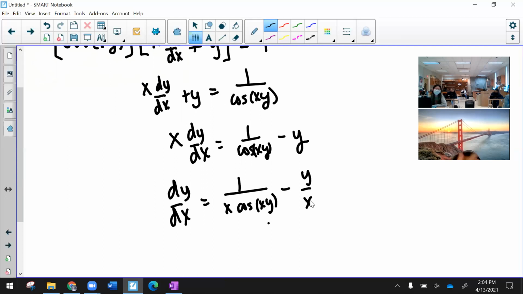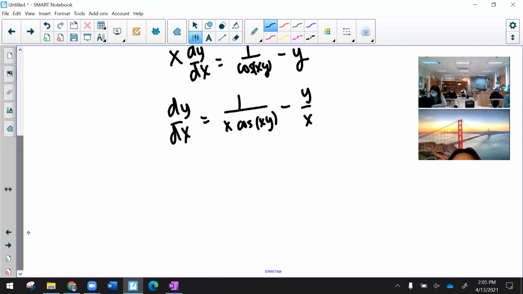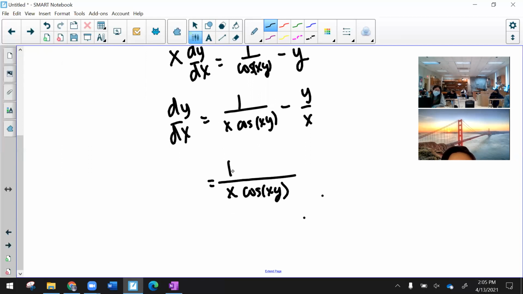Is that the answer I gave you? No, it's not. Because then, just to make life more complicated, they want you to have a common denominator, right? Okay, so my common denominator is x cosine xy. So for my first term, I have everything that I need. For my second term, I'm missing a cosine xy. Okay?